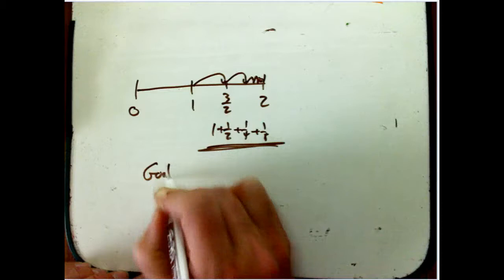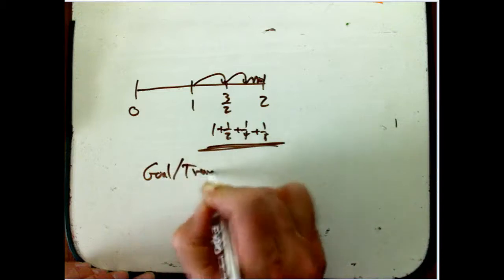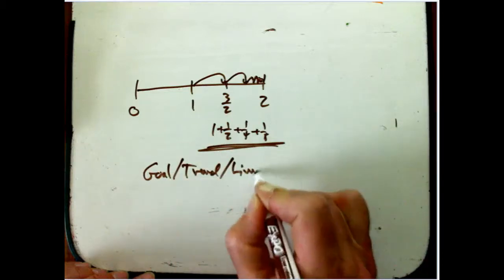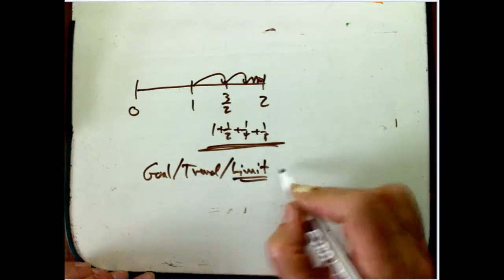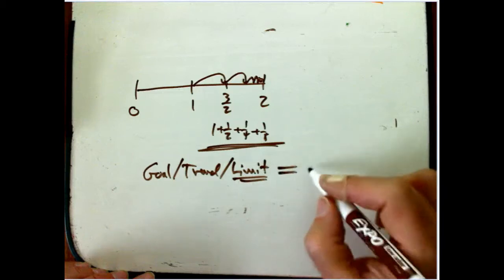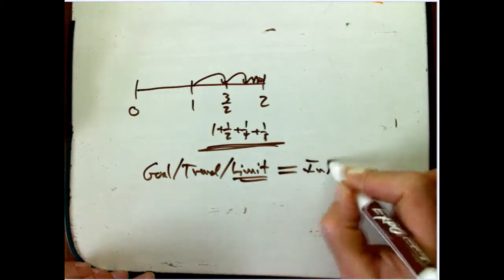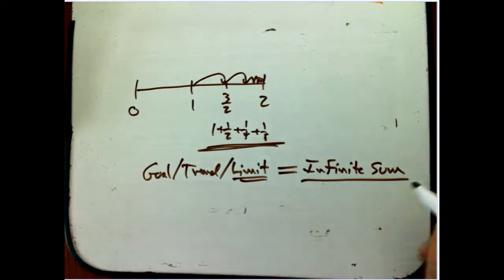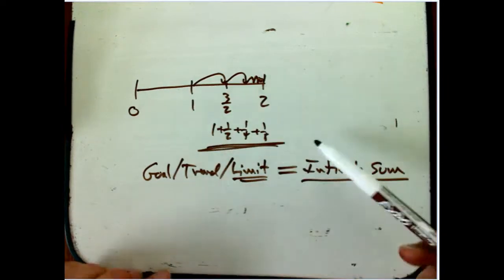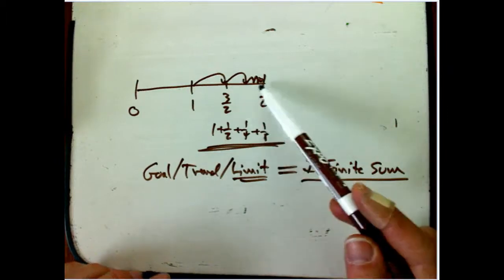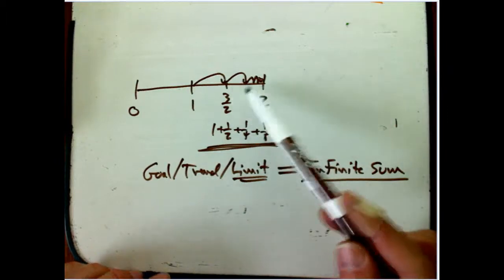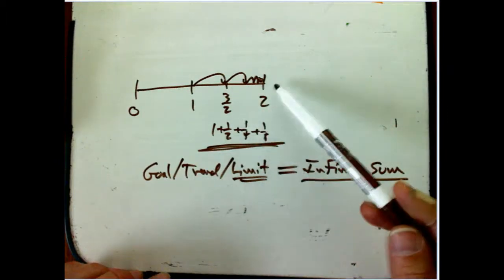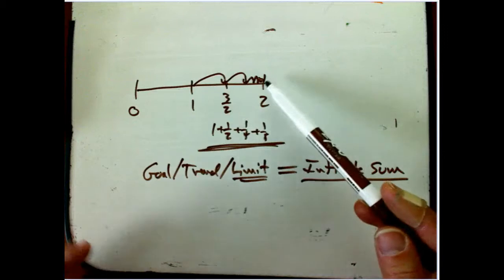So the goal, or the trend, or in technical mathematical terms, the limit, that is what we use as a definition of the infinite sum. That's the shortcut, or think of it as short-circuiting this infinite process. We actually try to cleverly figure out what it seems to be going towards, what it would like to get to if it could ever get there, but it never actually gets there in any finite time.